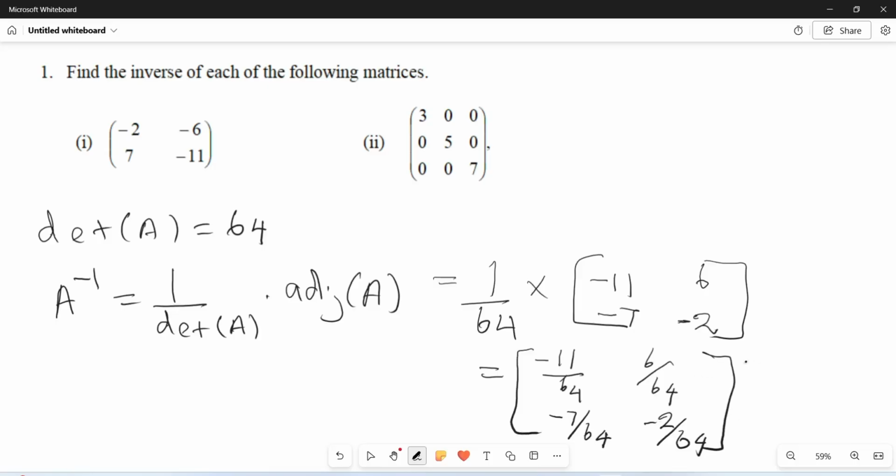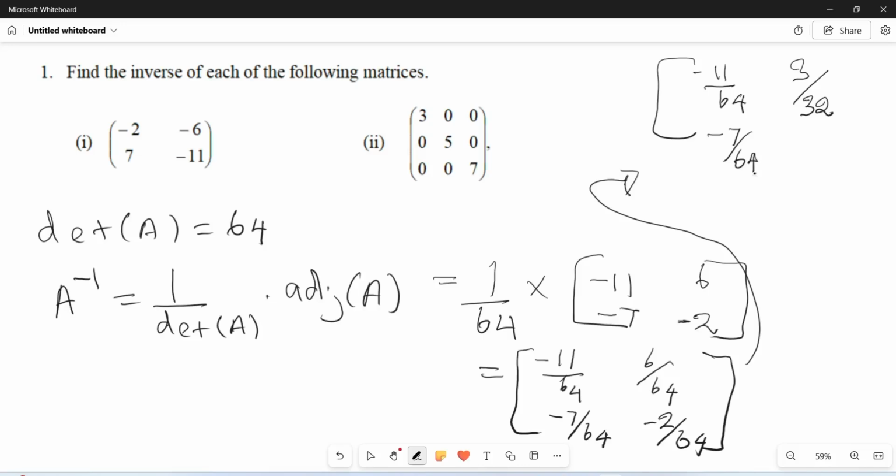You can, if you want, further simplify. Minus 11 divided by 64, you can't change it. Minus 11 divided by 64, that is as it is. But you can divide by 2 here, so 3 by 32, right? And here also you can't divide. Minus 7 divided by 64. And here you can divide by 2. Minus 1 divided by 32. So this is the last answer.